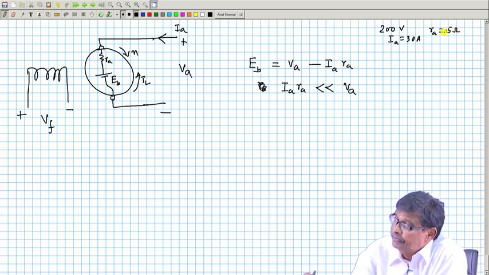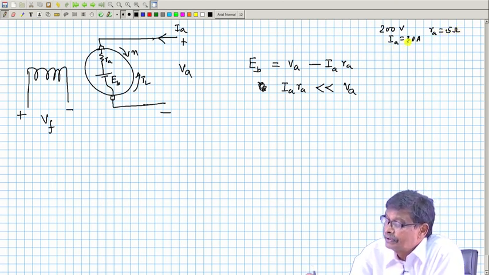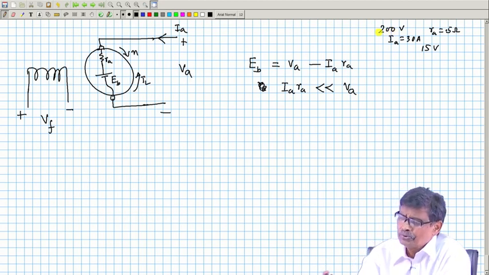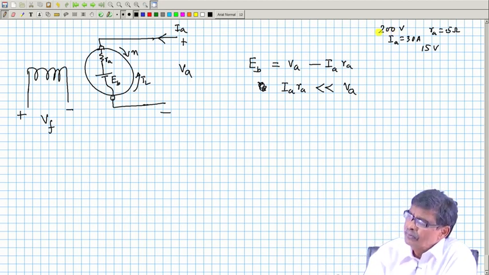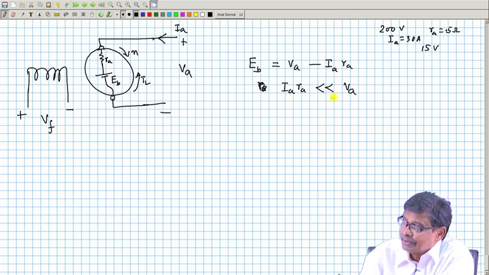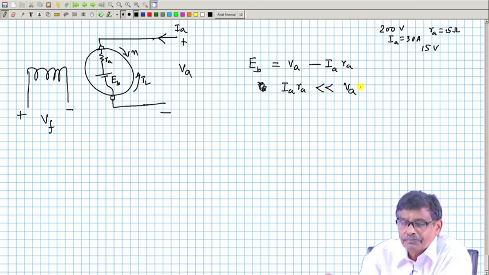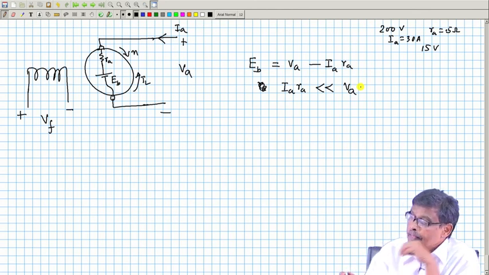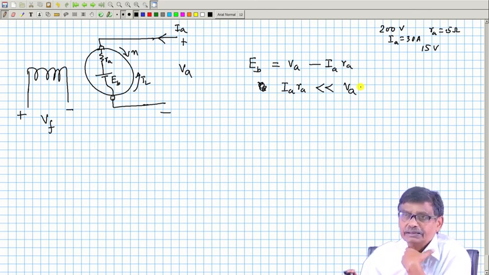So, what will be the voltage drop, the IaRa drop? It is only 5 volt, 15 volt, is it not, and your supply voltage is 200 volt. Sometimes to get quick results, we also neglect this IaRa drop, because the IaRa drop is much smaller compared to the armature voltage you have, to get quickly the results.